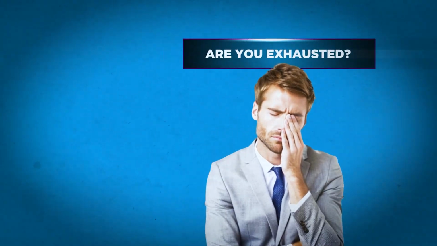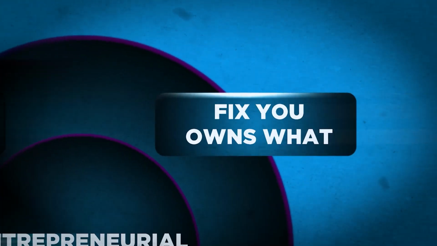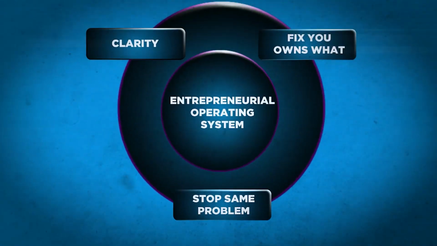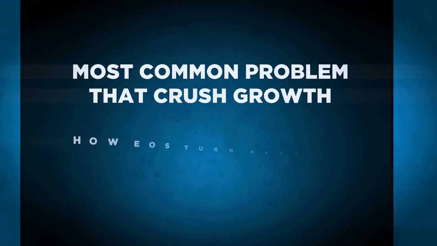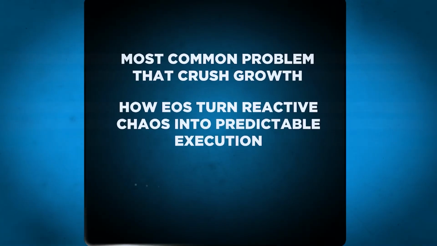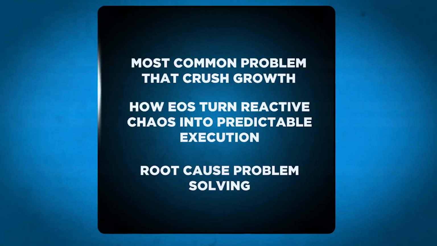Are you exhausted doing everyone else's job? Entrepreneurial Operating System will give you clarity, fix who owns what, and stop the same problems from coming back. In this video, we'll break down the most common problems that crush growth and how EOS turns reactive chaos into predictable execution and root cause problem solving.